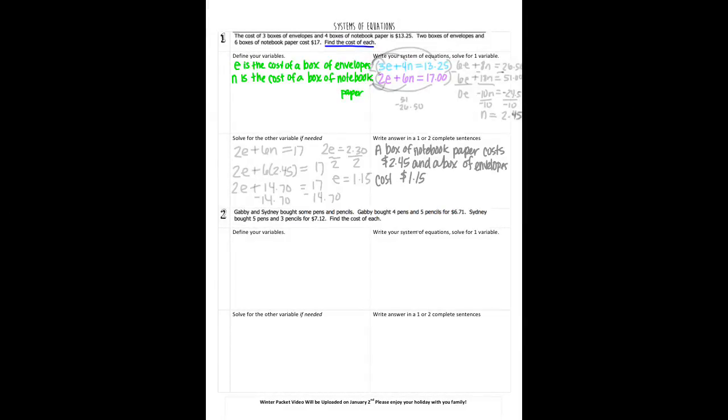Okay, so that's problem 1 on the second page. I suggest you pause the video right now, go ahead and do problem 2 on the second page, and when you're ready, go ahead, unpause me. We will move on to the third page for your third example problem.